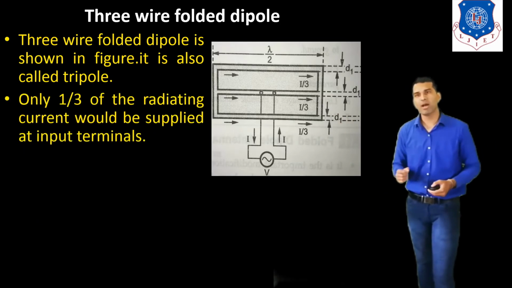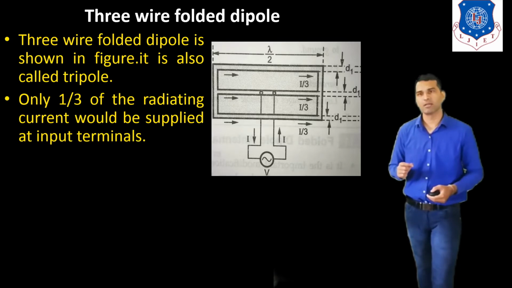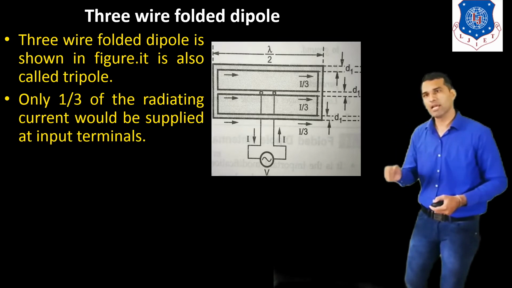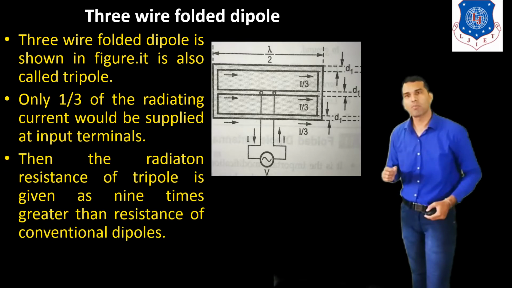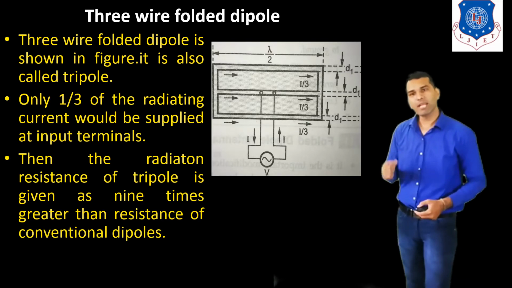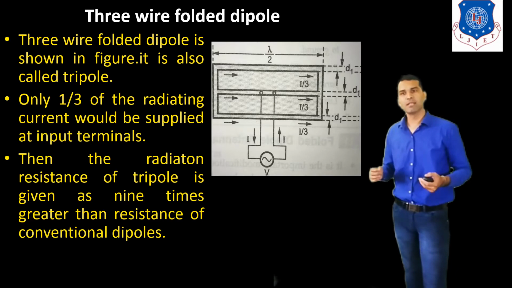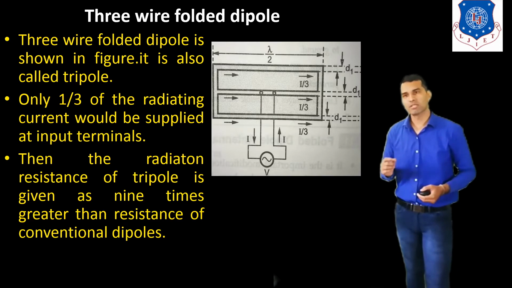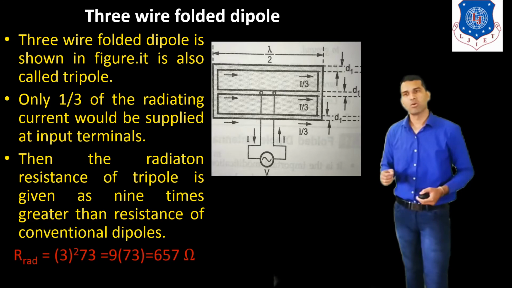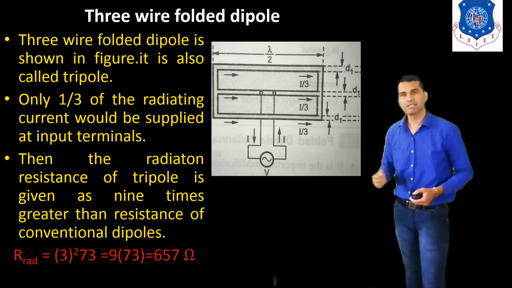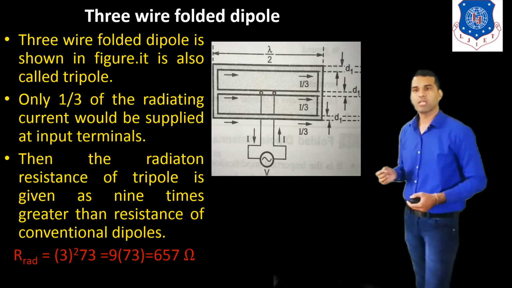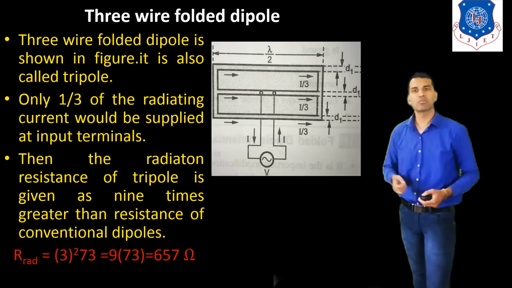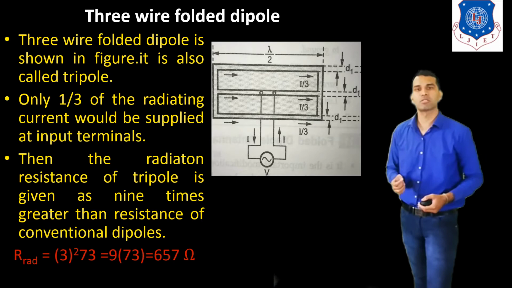Now only 1/3 of the radiating current would be supplied at the input terminal. Then the radiation resistance of the tripole is 9 times greater than the resistance of the conventional dipole. So we can find the radiation resistance is equal to 3 square into 73 ohm. So 3 square is nothing but 9 into 73. So we get 657 ohm.